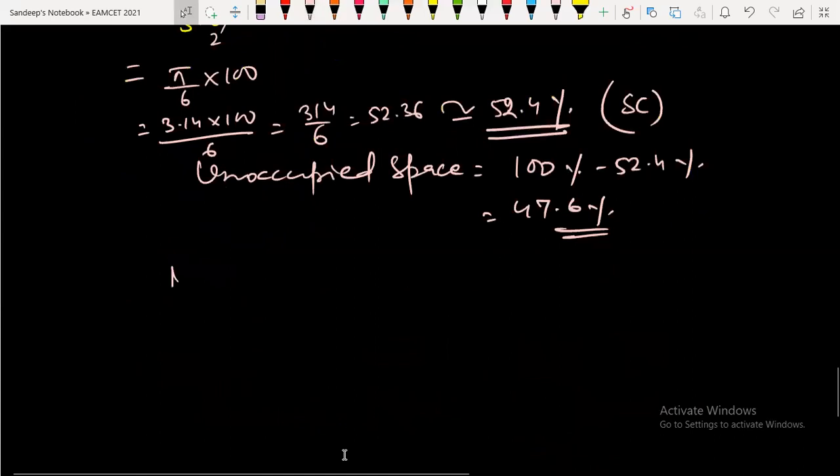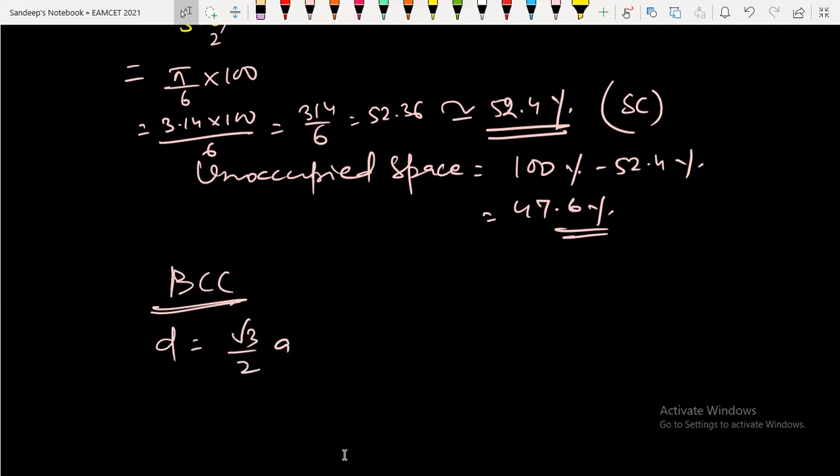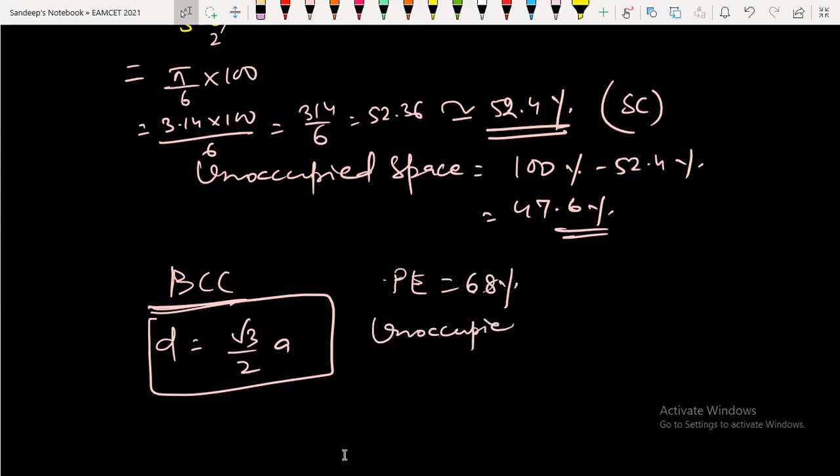Similarly, you can do it for BCC. The nearest neighbor distance is equal to √3/2 into edge length. The packing efficiency is equal to 68%, and the unoccupied space is equal to 32%. You can use Z equal to 2 here to find the packing efficiency.